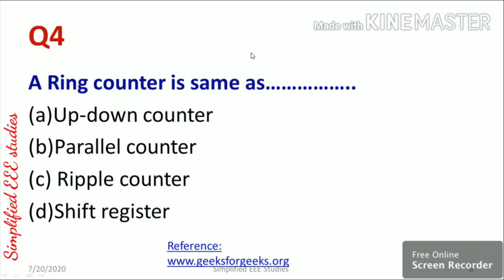I would like to discuss question number 4. A ring counter is same as option A, up down counter, option B, parallel counter, option C, ripple counter, option D, shift register. Which would be the right answer? Option D is the right answer. So let us understand what you mean by ring counter and what is the significance of shift register.